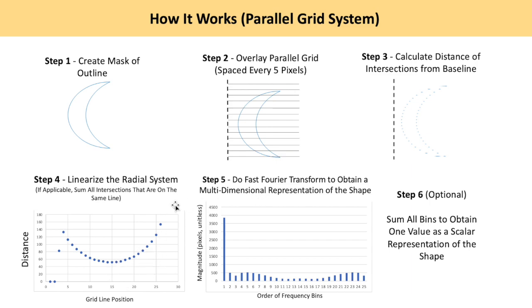The software then applies what's called the fast Fourier transform on the data in step 4 to get a frequency plot in step 5. And this frequency plot is a multi-dimensional representation of the shape that you began with. And if you want, you could create an index from this frequency plot by summing all bins together into one number, or just picking certain bins from this frequency plot to represent a shape.